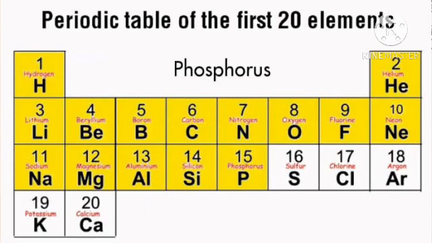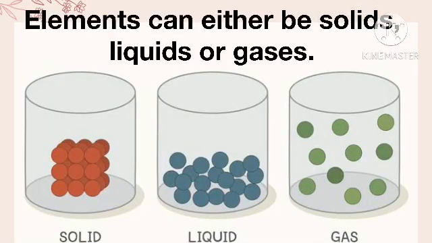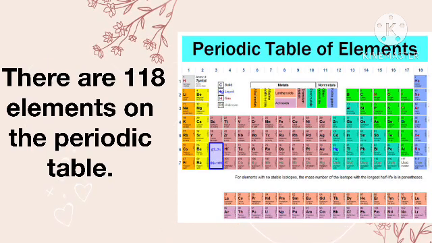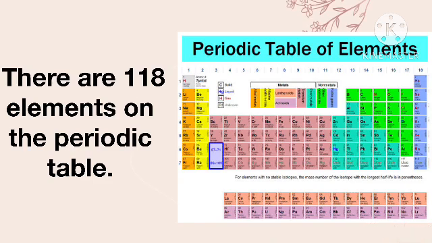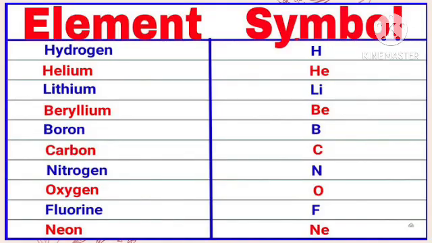In conclusion, elements are the smallest particle of a pure substance that cannot be broken down into any smaller substance, and they can either be solids, liquids, or gases. And there are a total number of 118 elements in the periodic table, and these elements can be represented with their symbols.